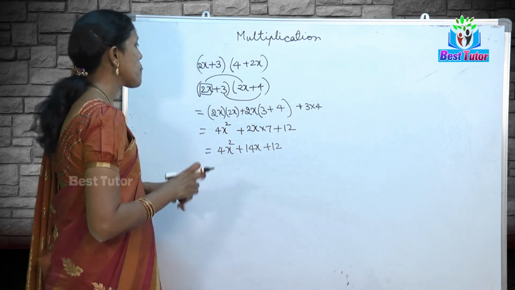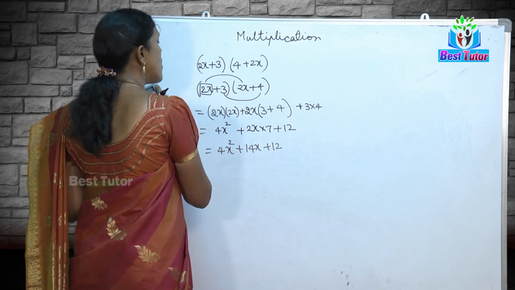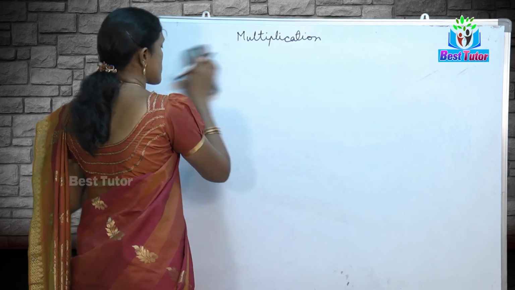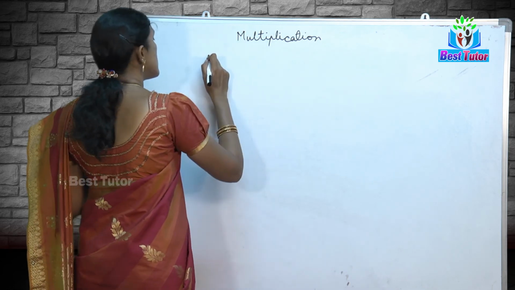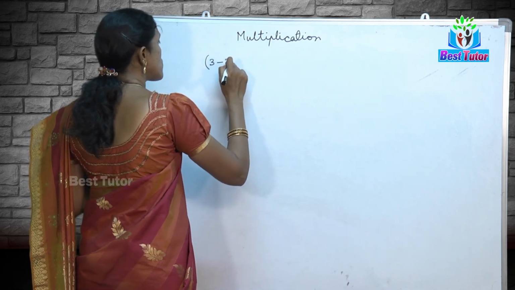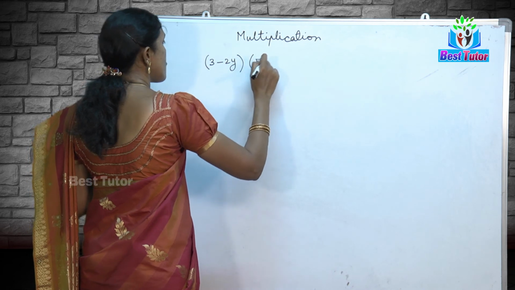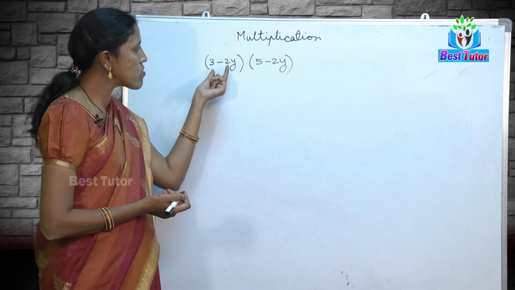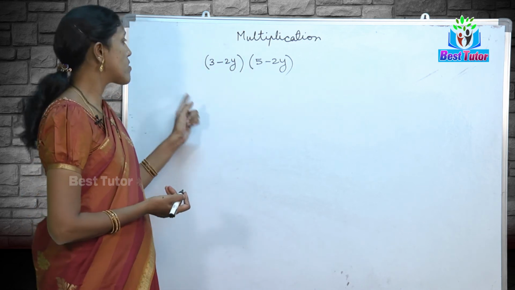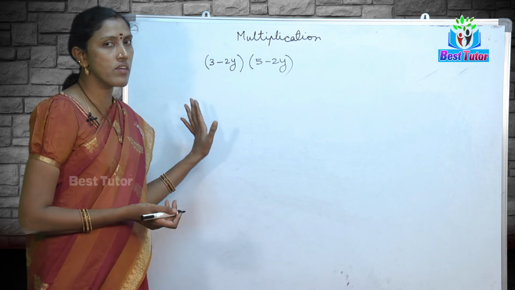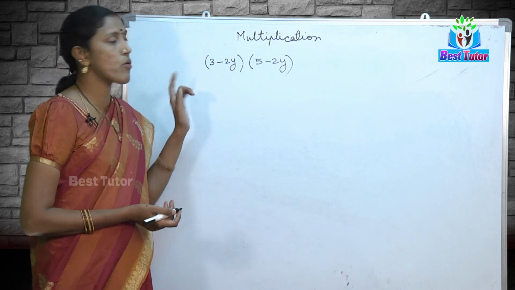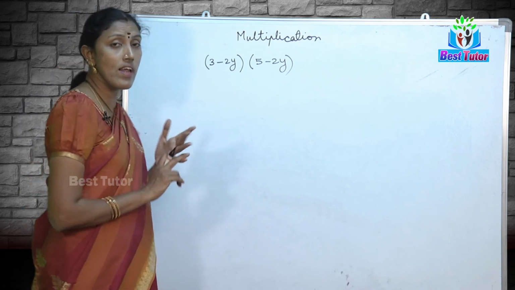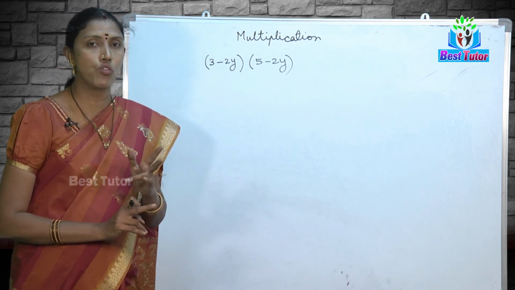Okay. Now we'll choose a different example. 3 minus 2y into 5 minus 2y. You need to find the product of these two binomials. 3 minus 2y, 5 minus 2y. Is that formula applicable here? FOIL method is anyway applicable. So we don't have to worry about the terms being same or different for FOIL method. That is applicable. Only thing we have to observe is it should be a product of two binomials.